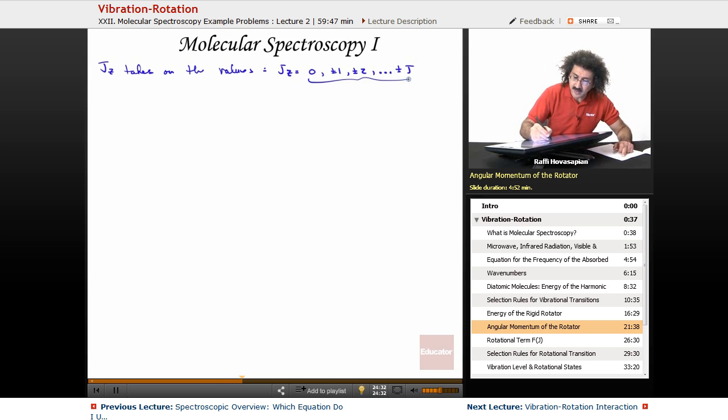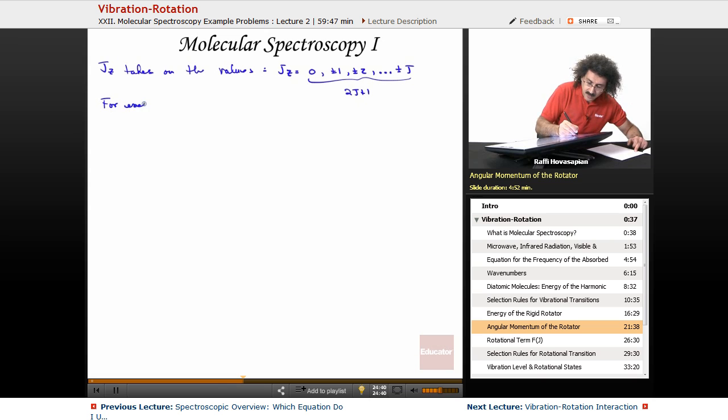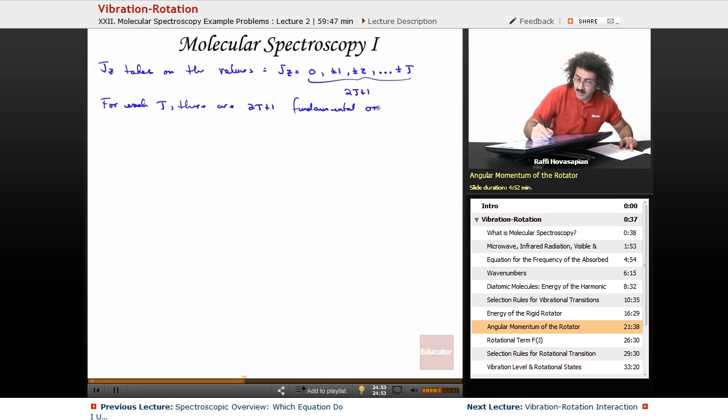So here is where your 2J plus 1 comes from. There are 2J plus 1 values of J sub z. So for each J, there are 2J plus 1, I'll just call them fundamental orientations, the fundamental orientations with the same energy.